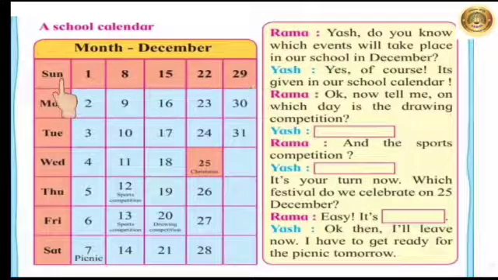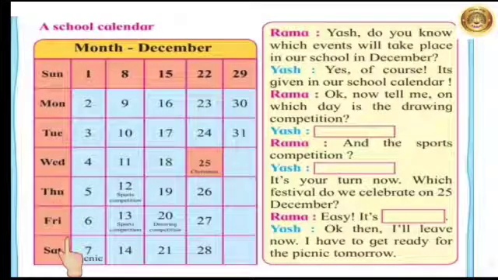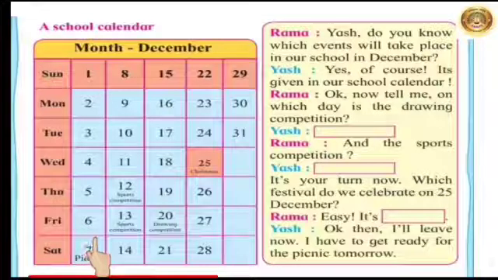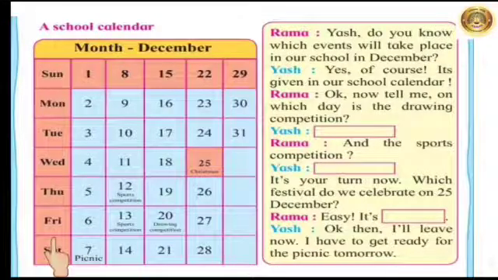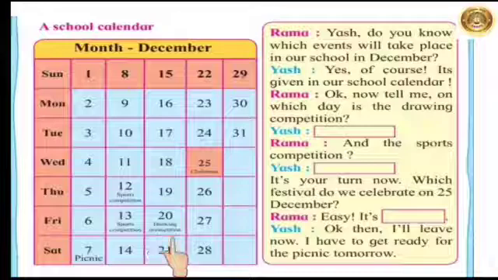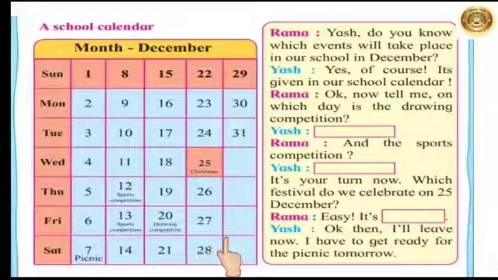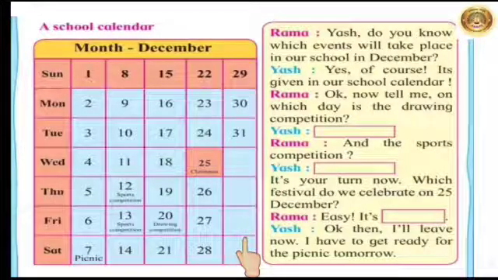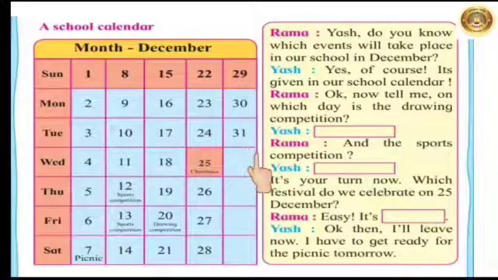Here they have given the number of days. We have 7 days in a week. This month, or all months, are divided into weeks. Here we have 1, 2, 3, 4 weeks and 3 days. Means in December we have 4 weeks and 3 days more.